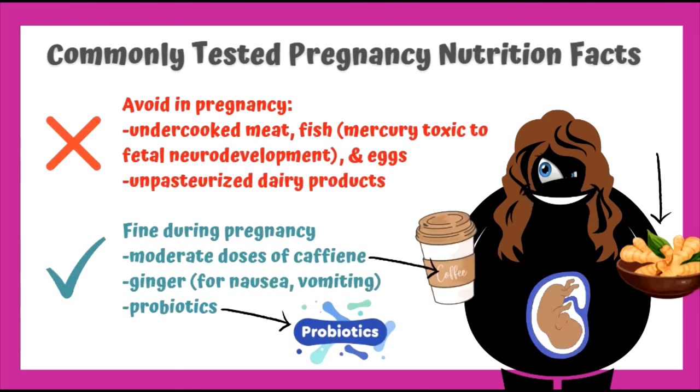Now we take a look at this slide over here, just some commonly tested pregnancy nutrition facts that we should know, that things that should be avoided in pregnancy, things like undercooked meat, fish, and eggs, and unpasteurized dairy products. Things that are fine during pregnancy are moderate doses of caffeine, ginger for nausea and vomiting, and probiotics.